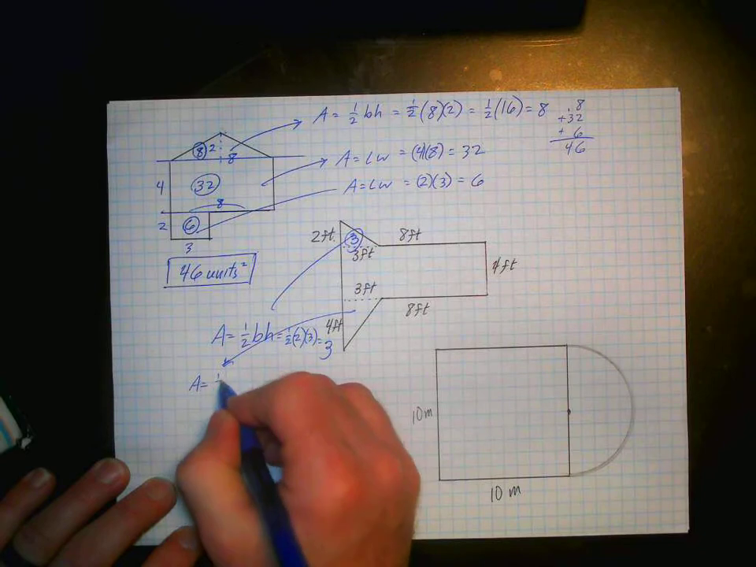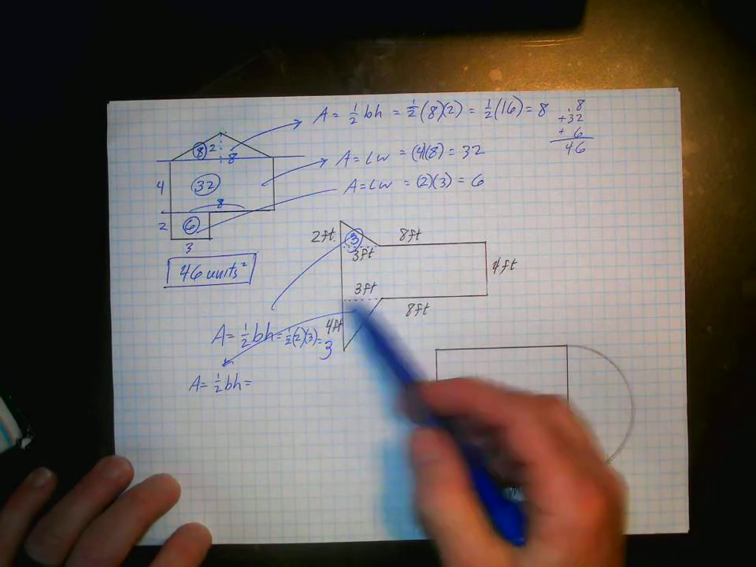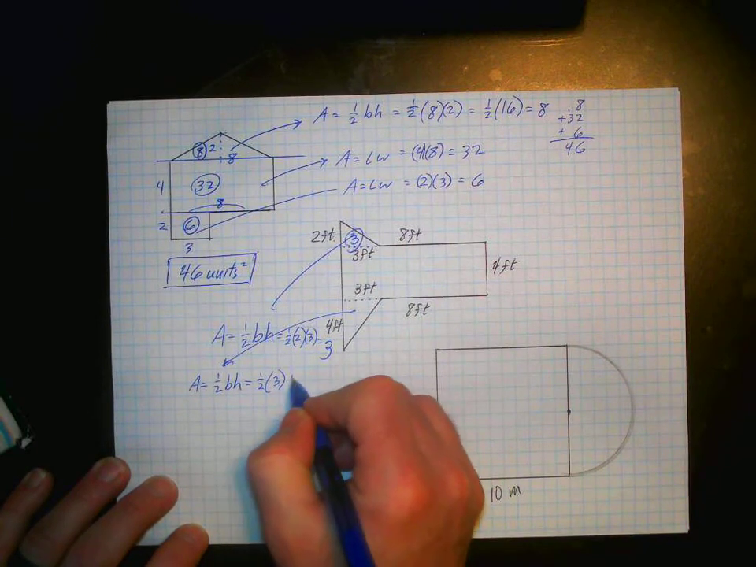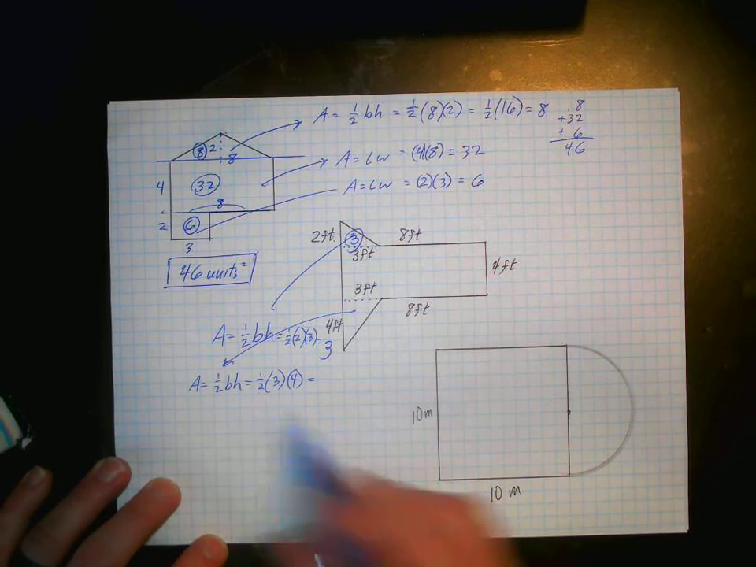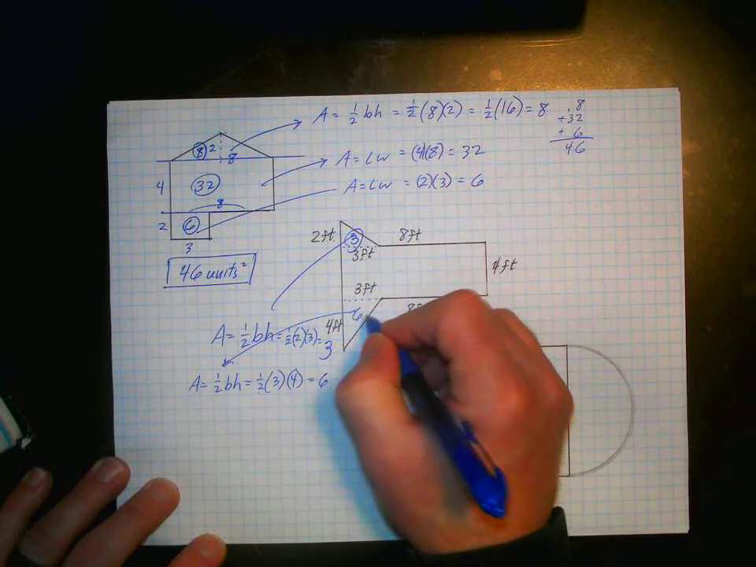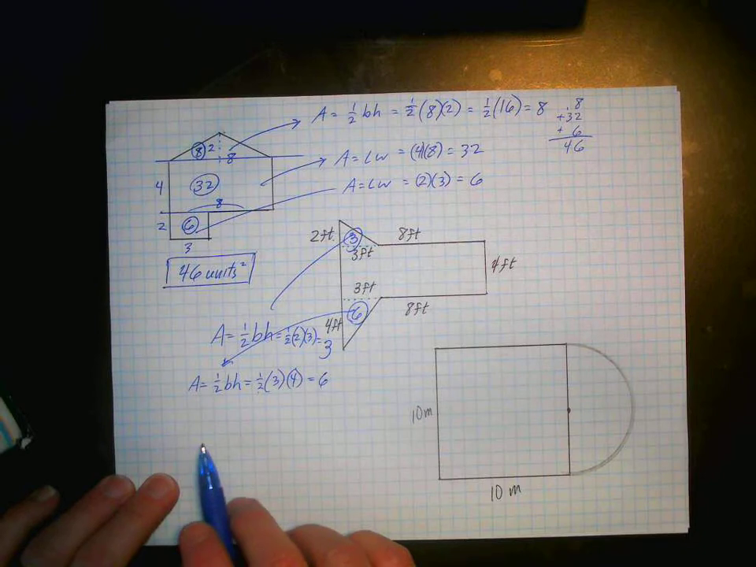A equals 1/2 base times height again, because it's a triangle. 1/2 times 3 times 4. 4 times 3 is 12, times 1/2 is 6. And I put that in there to let myself know I'm done with that section now. Okay?